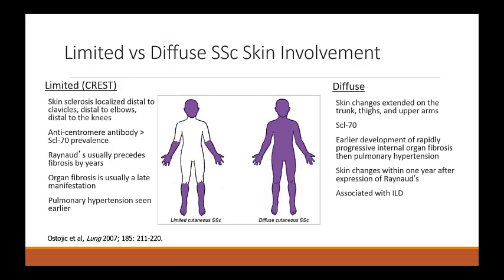but we're going to talk a little bit about sine as well. So this is a distribution you see with limited, and basically it's anything with skin involvement proximal to the clavicle, distal to the elbows, and distal to the knees. And then with diffuse, it really can be anywhere. Just to highlight a few differences here, and we'll go into this in a little bit, you see some antibody differences. With diffuse, you're going to see your SCL70. With your CREST, you're going to see more of the anti-centromere antibody. But again, there can be overlap. And then typically, you'll see more ILD in diffuse, and you'll see more pulmonary hypertension in limited. But again, you can have overlap.